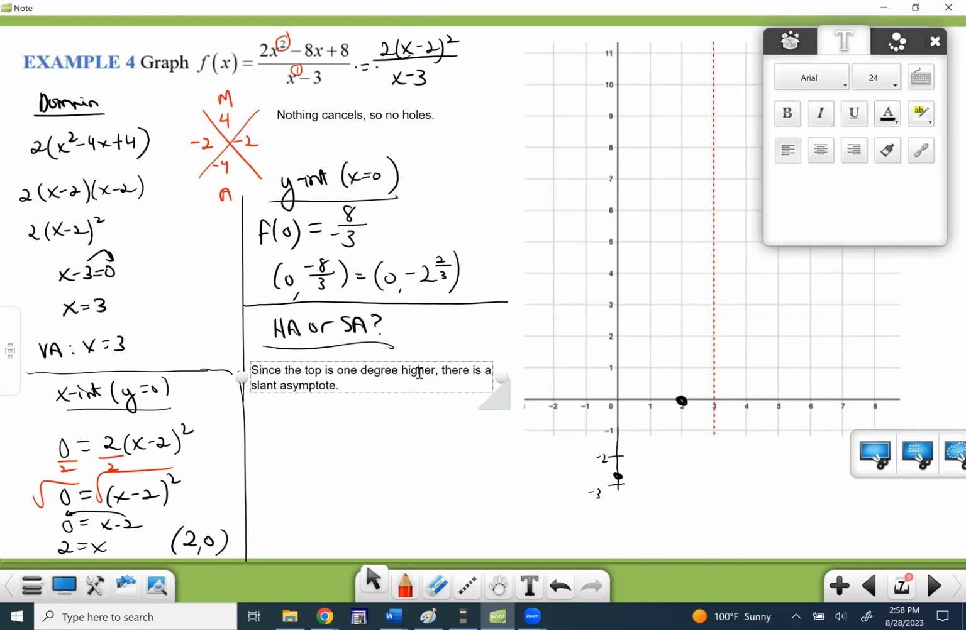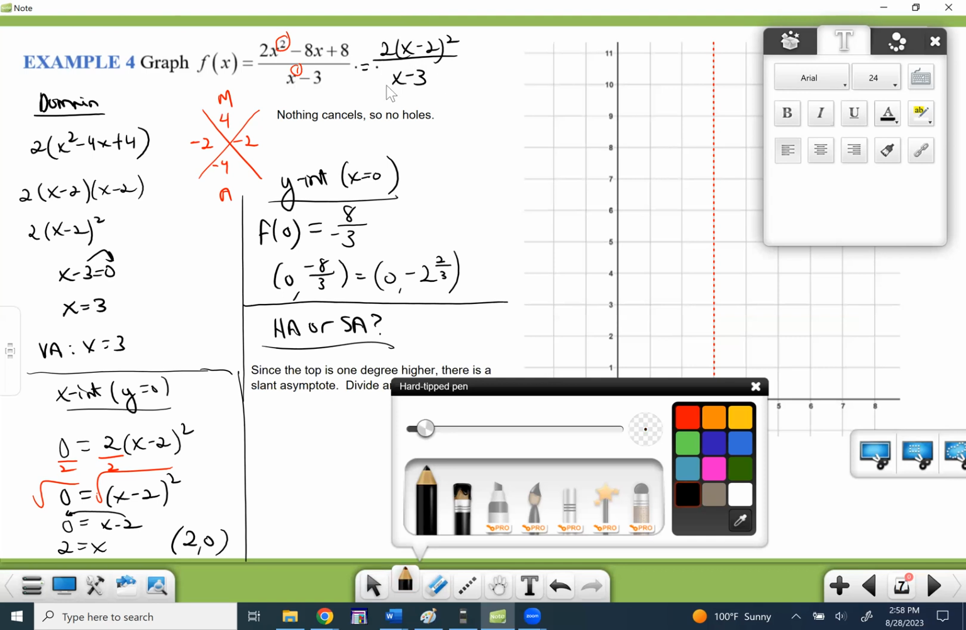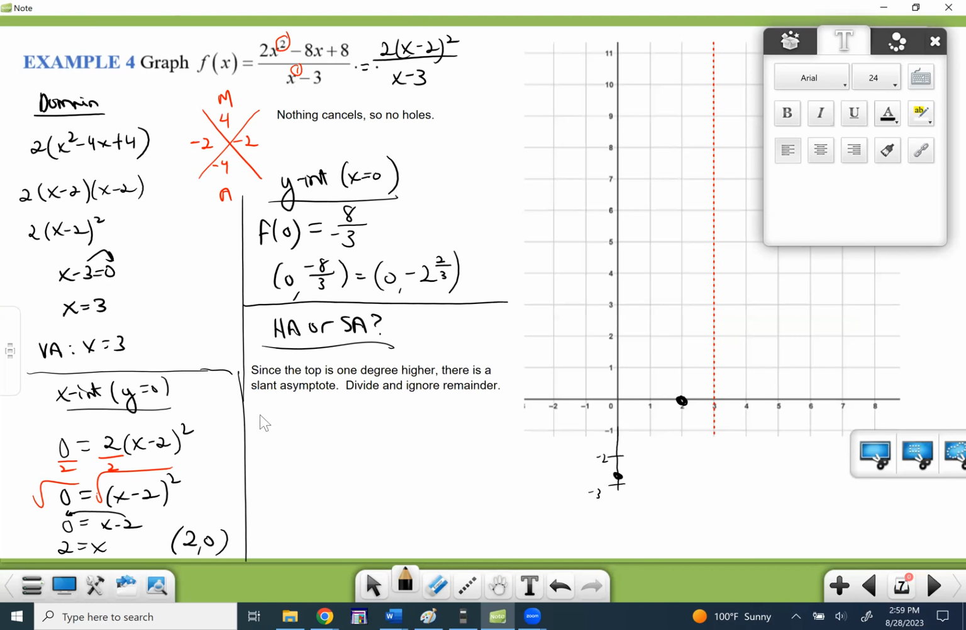Remember to find that, divide and ignore the remainder, right? Divide and ignore. Okay. Now we can actually use synthetic division since the divisor has a leading coefficient of 1 and an exponent of 1. So remember, take the opposite sign here because you set it equal to 0. It's going to be a positive 3 that's going to go in the box. And we're looking over here, right, to get the coefficients. So 2, negative 8, and 8. All the exponents were there, so we didn't have to add any zeros.